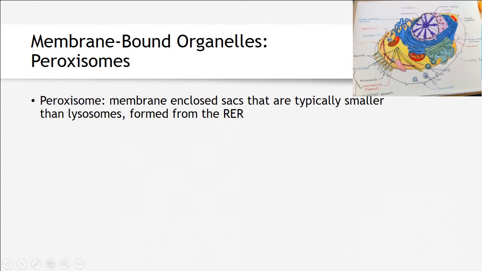Another type of membrane-bound organelle is the peroxisome. The peroxisomes are very similar to the lysosomes, but they tend to be a little bit smaller than lysosomes. They are formed by the rough ER though. Okay? And what it does, it helps detoxify harmful substances by using oxygen.